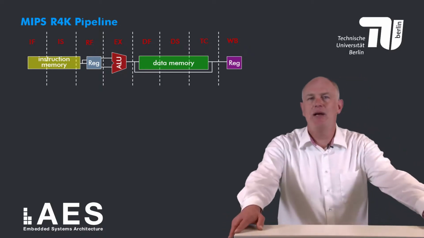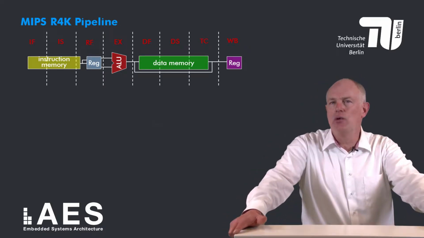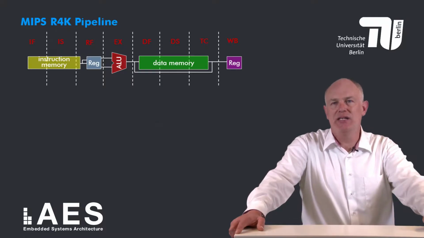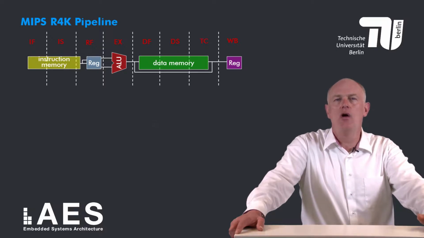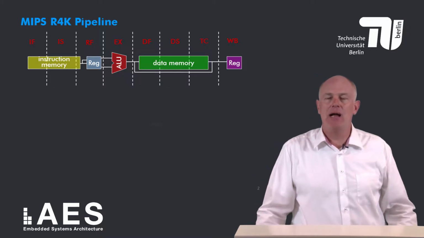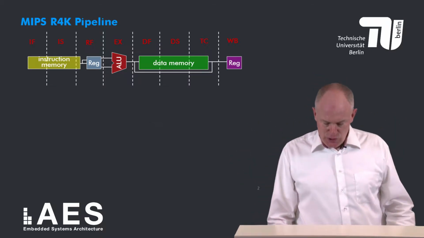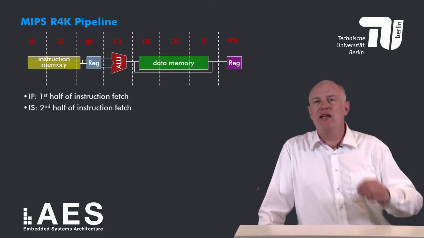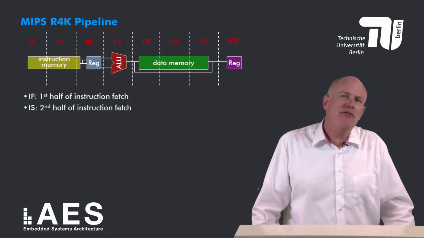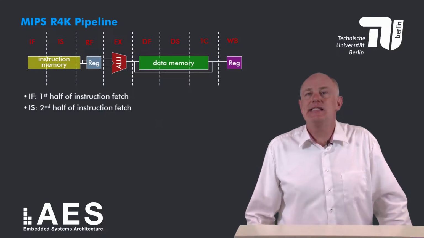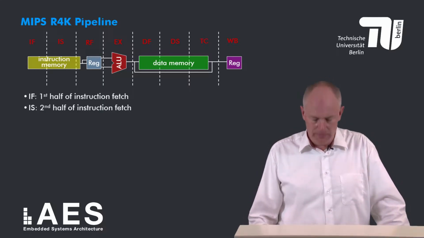This processor family has, or had, I don't know if it's still being produced, more than the usual 5 stages, because the instruction and data cache accesses took longer than the other stages and therefore were split into several pipeline stages. To be precise, the first 2 stages are for fetching the instruction. IF is the first half of the instruction fetch and IS is the second half of the instruction fetch.